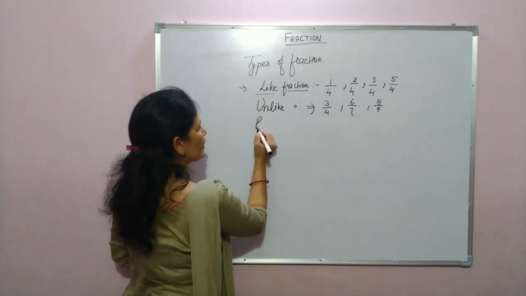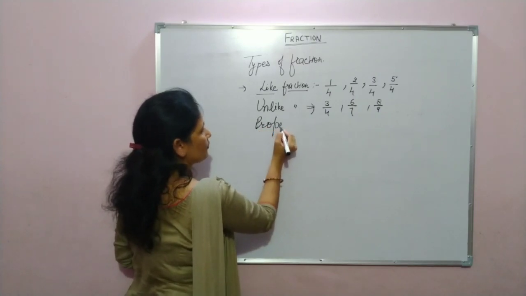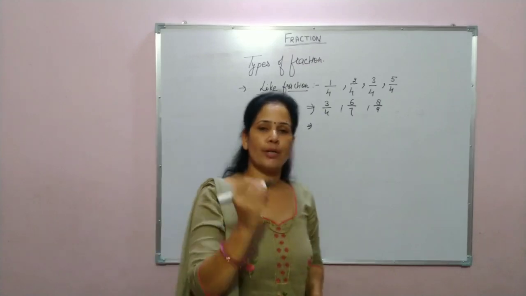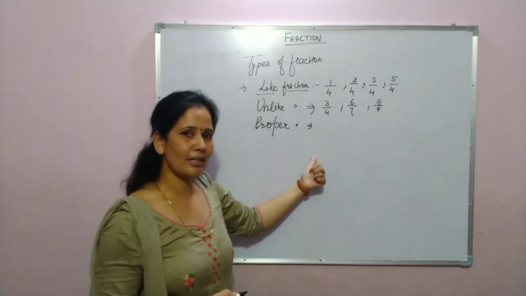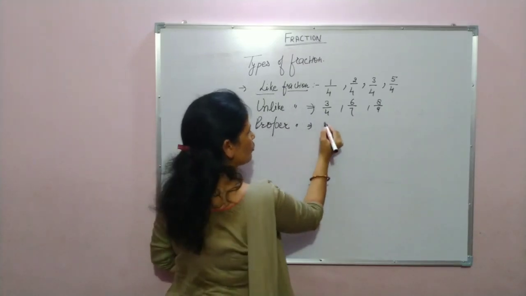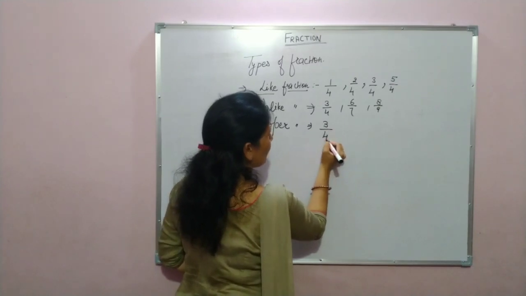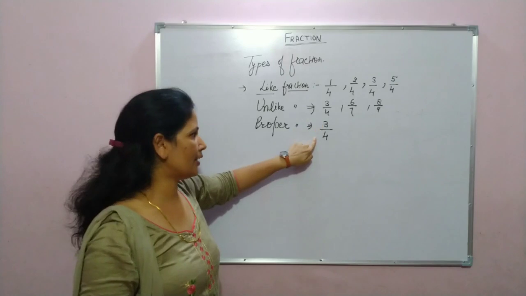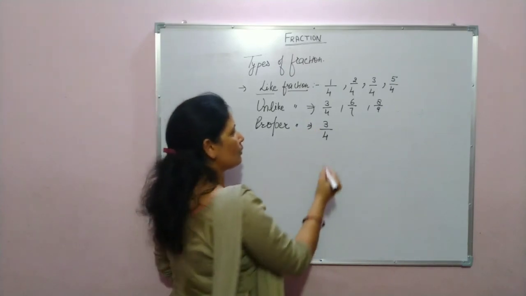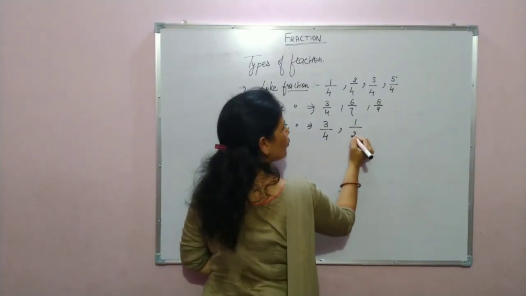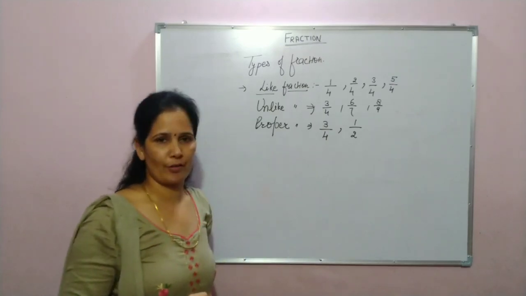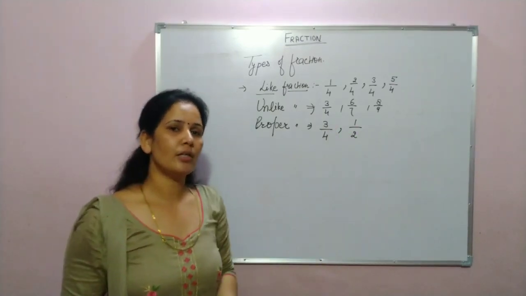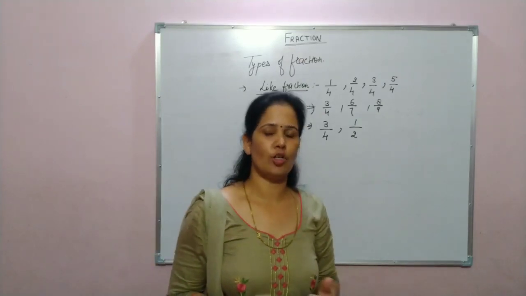Then we will discuss proper fractions. Proper fractions means the numerator is smaller than the denominator. So this fraction is said to be a proper fraction because the numerator 3 is smaller than the denominator. Let's take one more example, 1 by 2. This is also a proper fraction. So proper fractions means the numerator is smaller than the denominator.